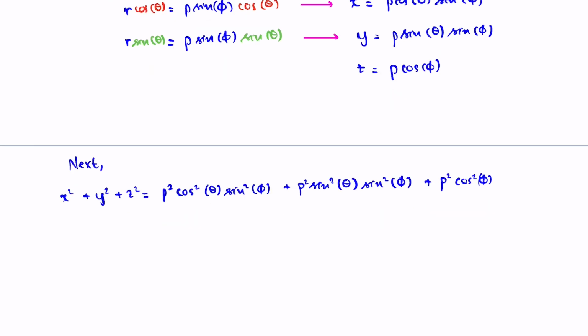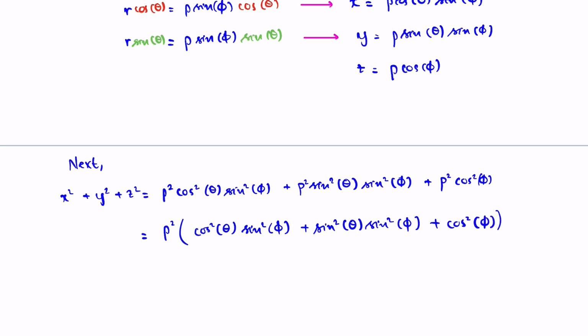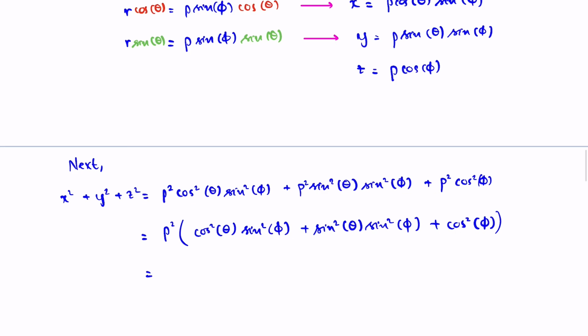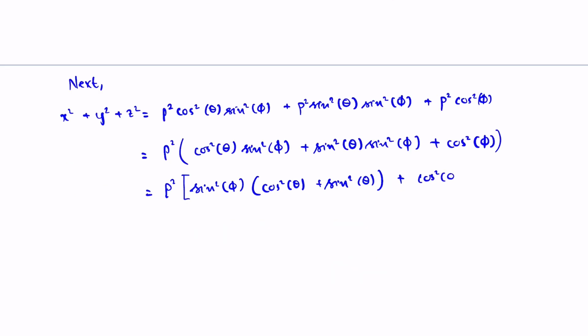Now, for each term on the right-hand side, you have rho squared as a common factor, so you factor it out, and you're left with cosine squared theta times sine squared phi plus sine squared theta times sine squared phi plus cosine squared phi. Now, for the expression inside the parentheses, you notice that sine squared phi is the common factor for the first two terms, so we're going to get rho squared times sine squared phi times cosine squared theta plus sine squared of theta, plus cosine squared phi.